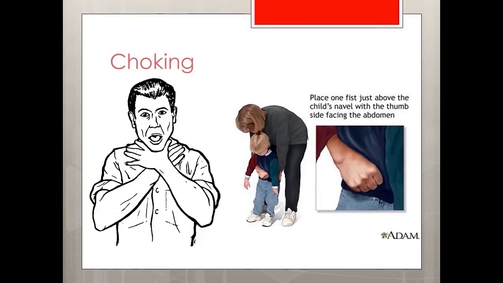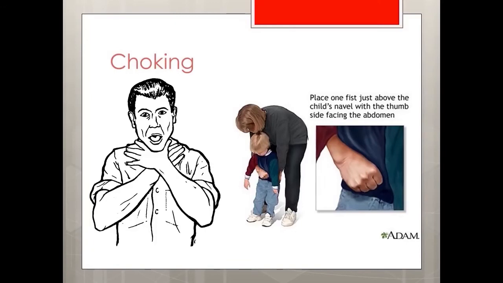As you see in the picture on the right, stand or kneel behind the individual with arms encircling the individual. Make a fist and place thumb side of fist against middle of abdomen just above the belly button and below the ribs. Grasp the fist with your other hand and give quick inward and upward abdominal thrusts. Repeat until object is coughed up and person is able to breathe, or until the individual becomes unconscious.